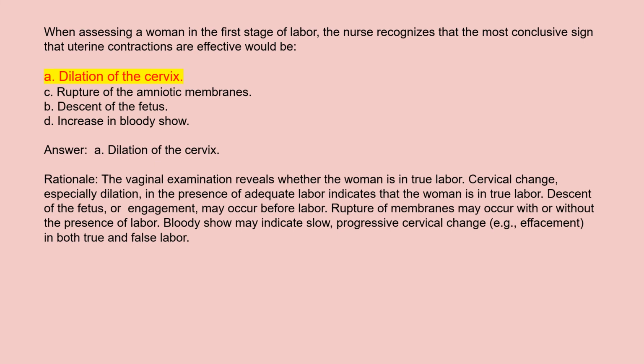Answer. A. Dilation of the cervix. Rationale. The vaginal examination reveals whether the woman is in true labor. Cervical change, especially dilation, in the presence of adequate labor indicates that the woman is in true labor. Descent of the fetus or engagement may occur before labor. Rupture of membranes may occur with or without the presence of labor. Bloody show may indicate slow, progressive cervical change, e.g., effacement, in both true and false labor.